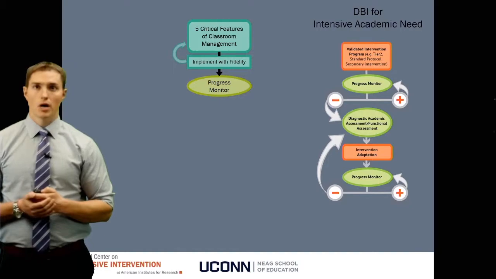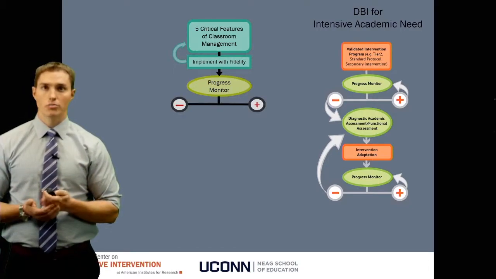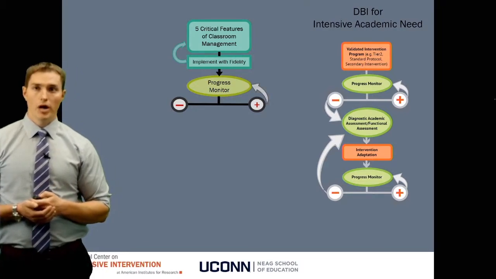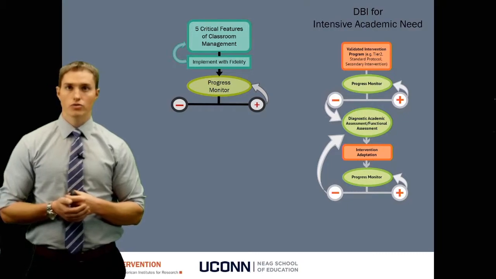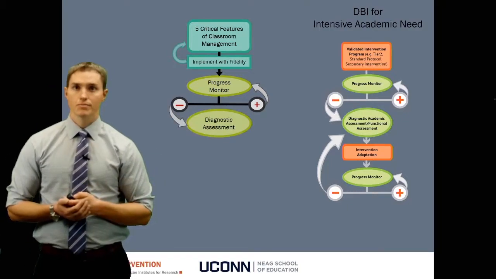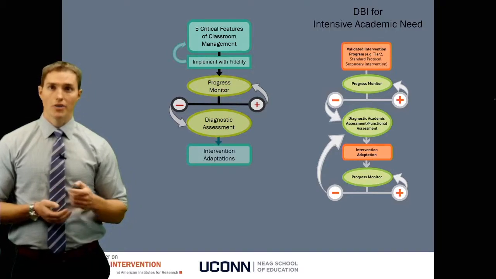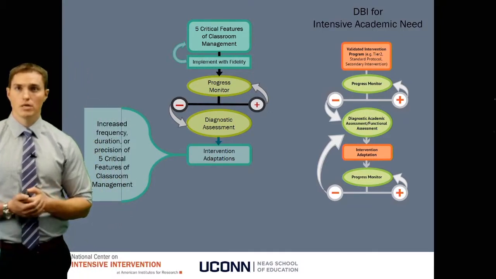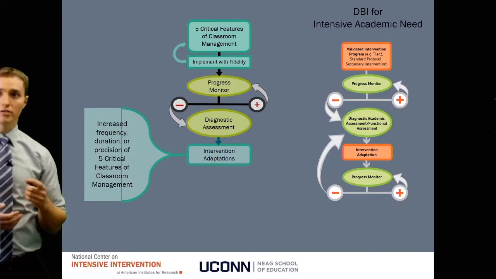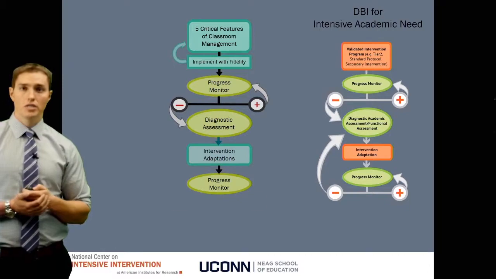So we will progress monitor our implementation of our broadly spread evidence-based classroom management skills. If we progress monitor and behavior and social skills are appropriate and effectively sustained in our classroom, we know we're on the right track. If not, we might look to diagnostically assess where we might have improvement areas in our classroom management, identify intervention adaptations, which might look like increased frequency, duration, or precision of one or multiple of these 5 critical features of classroom management. We'll then continue to progress monitor.